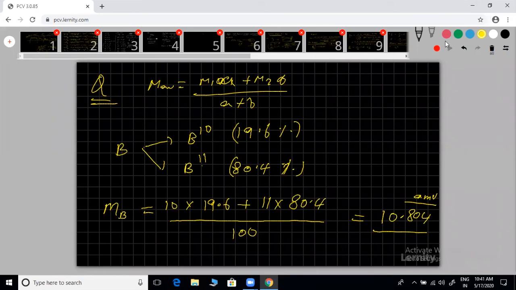I can give one more question. Don't worry, I'm giving it for you to solve yourself. First, did you understand this concept or not? How to calculate average atomic mass? If you didn't get it, let me know. Don't worry, we'll discuss.